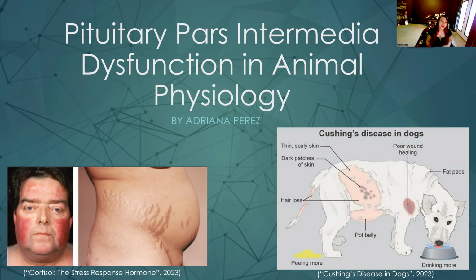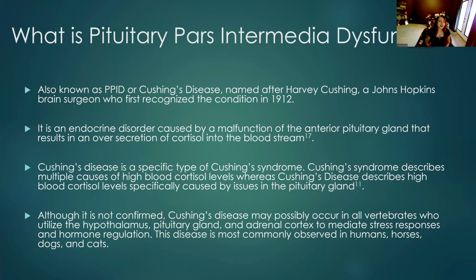Hi, my name is Adriana Perez, and I'm doing my presentation on pituitary pars intermedia dysfunction in animal physiology. It's also known as PPID or, most commonly, Cushing's disease. It is an endocrine disorder caused by malfunction of the anterior pituitary gland that results in an oversecretion of cortisol into the bloodstream. It's most common in vertebrates, the ones that rely on the hypothalamus, pituitary gland, and adrenal cortex to mediate stress responses and hormone regulation.